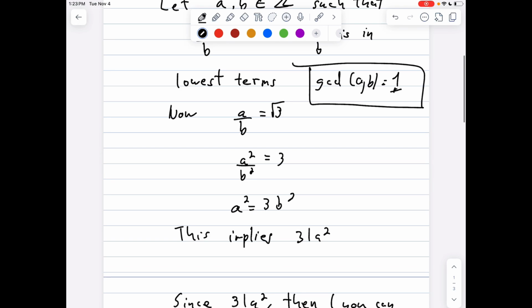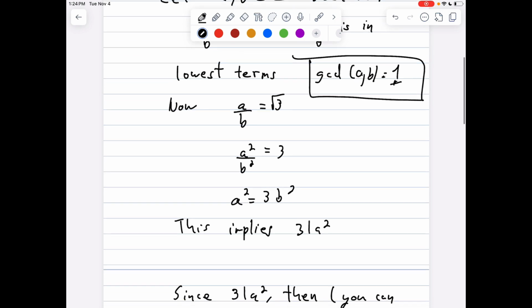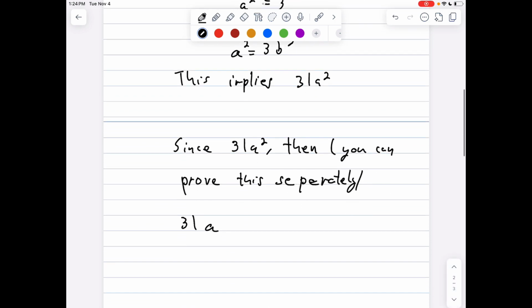Now, if you look at the statement a divided by b equals square root of 3, you can certainly do a lot of things with it. One thing is I can square both sides, and you get a squared over b squared is 3, or a squared is equal to 3 times b squared. And basically this implies that 3 divides a squared. If you tell me a number, in this case a squared equals 3 times another number, then 3 has to divide it.